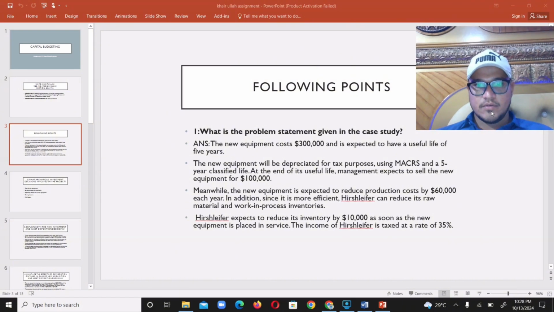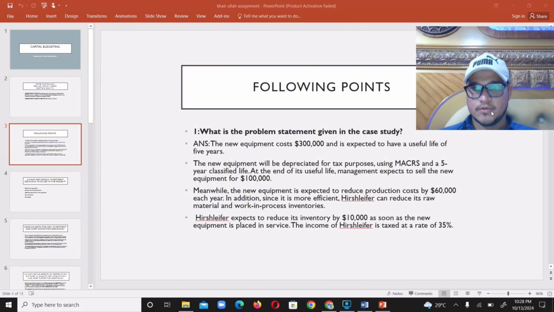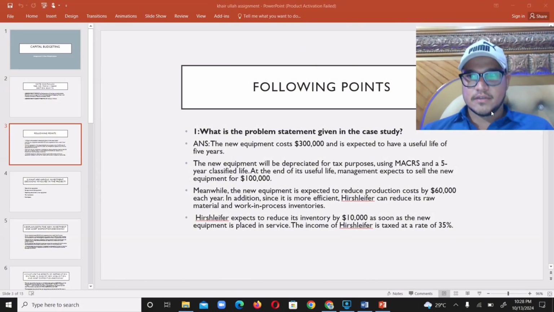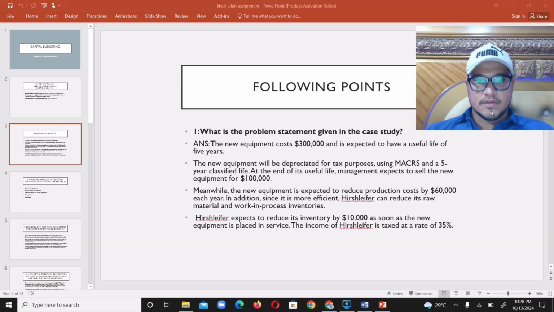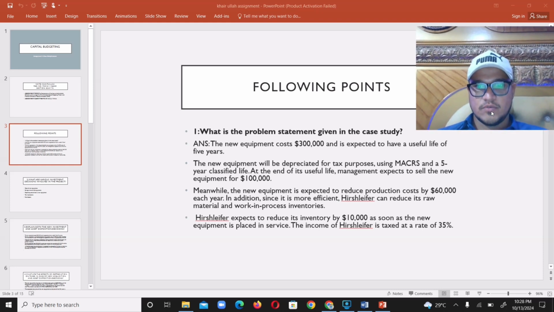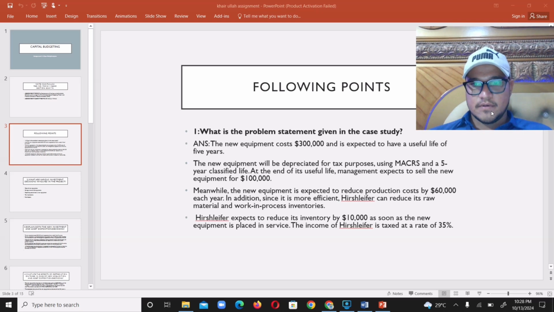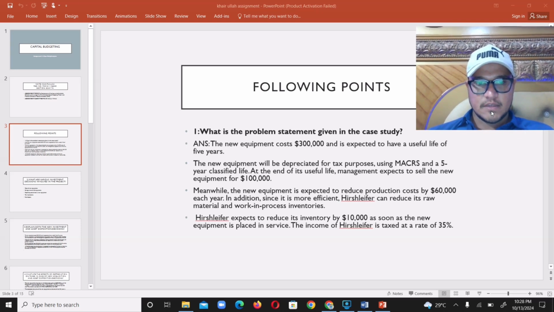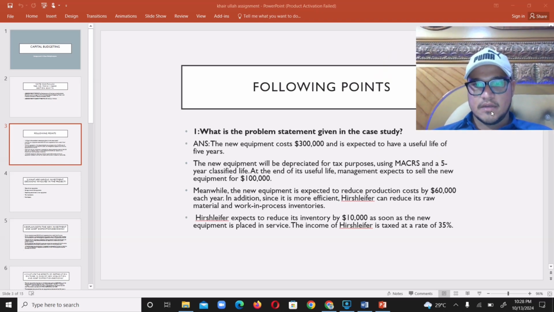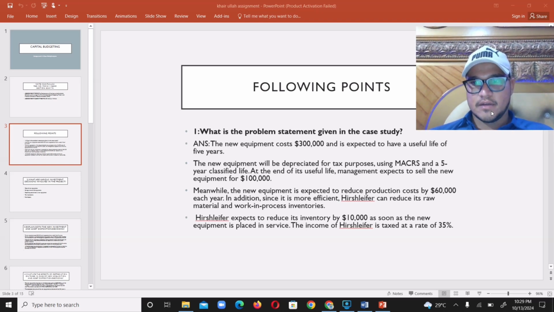Meanwhile, the new equipment is expected to reduce production cost by 60,000 each year. In addition, since it is more efficient, a sulfur can reduce its raw materials and work in process inventories. A sulfur expects to reduce its inventory by 10,000 as soon as the new equipment is placed in service. The income of a sulfur is taxed at the rate of 35%.